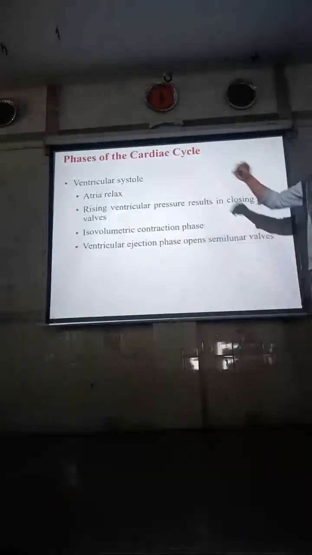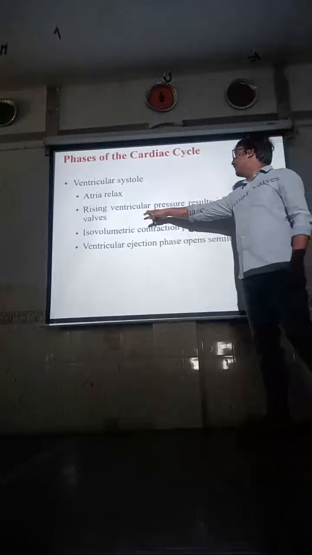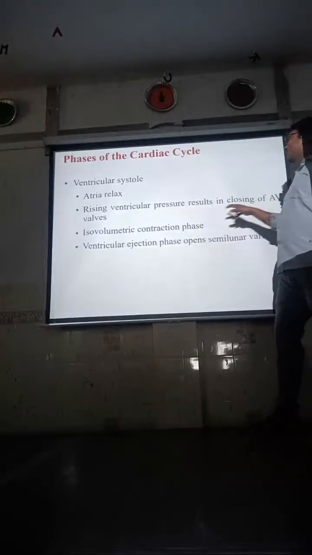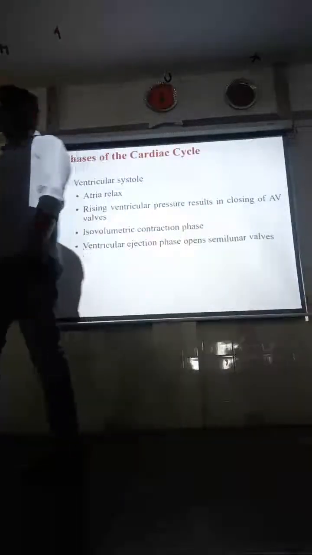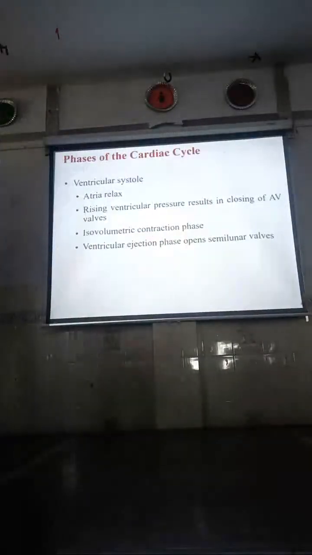Ventricular systole: rising ventricular pressure results in closing of the AV valves. What is this atrioventricular valve? We are talking about the valve between the atria and the ventricles, the tricuspid valve on the right side.